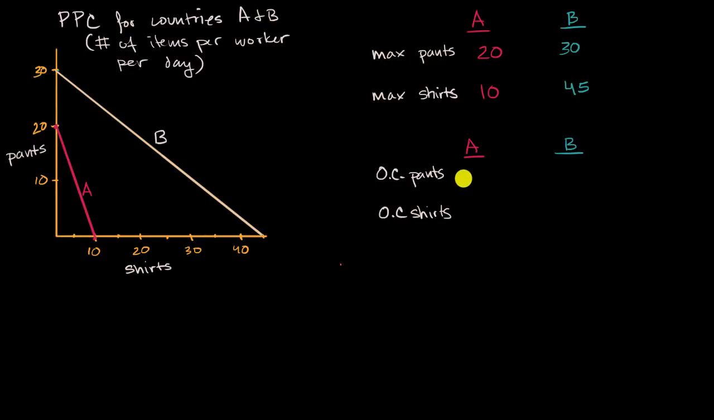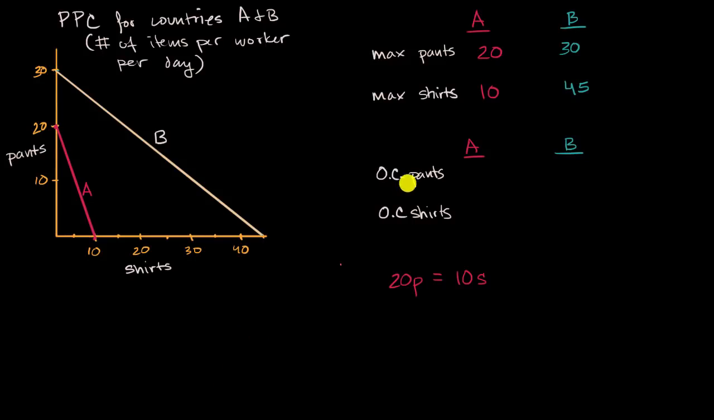So pause this video and see if you can figure that out. What are the opportunity costs of pants and shirts in countries A and B? And fill out this table. Well, one way to think about it, in country A, I could put all of my energy into pants and produce 20 pants. Or I could put all of my energy into shirts and produce 10 shirts. S for shirts, P for pants.